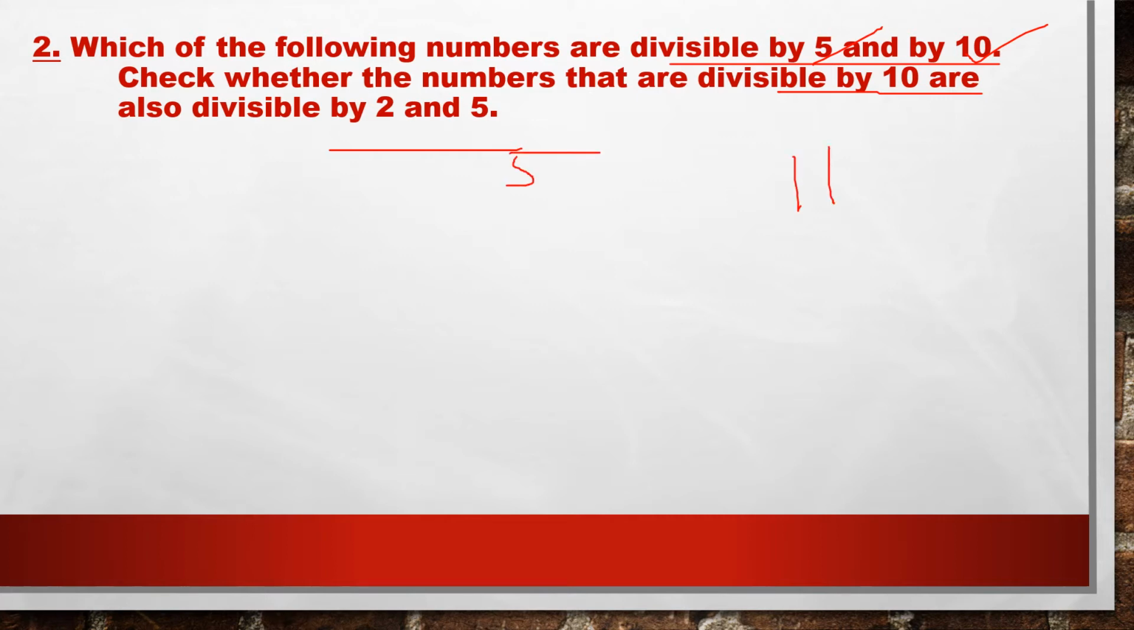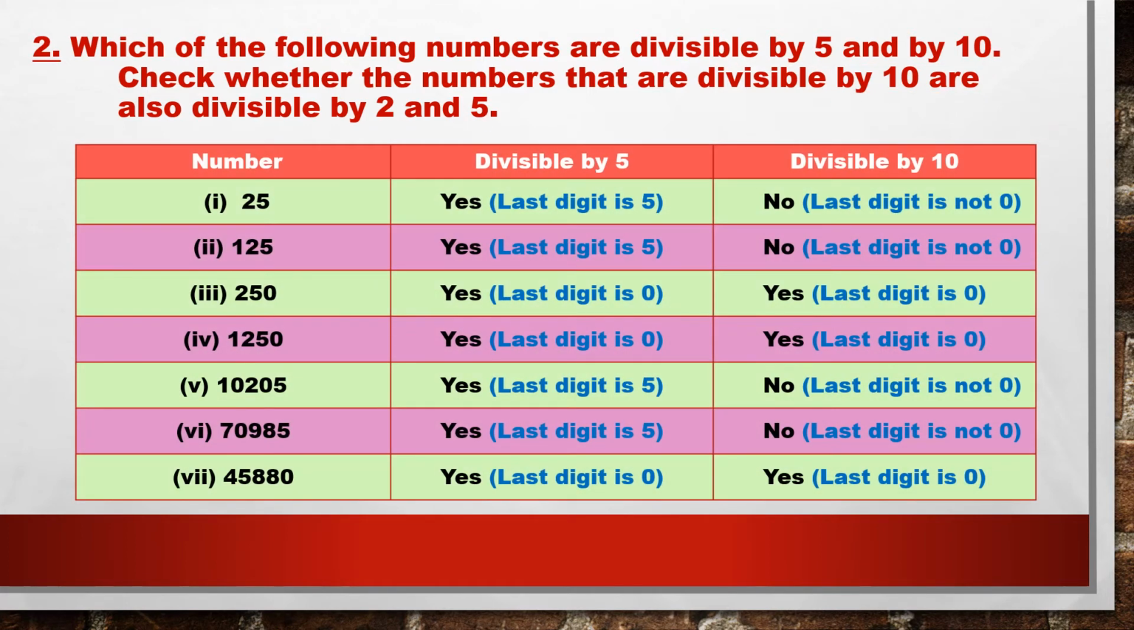Then after that, whatever numbers are divisible by 10, you take those numbers and check whether they are divisible by 2 and 5. Okay, so here is the first problem, 25. The divisibility rule of 5 is that the last digit should be 0 or 5. It is 5, so it is divisible by 5. But for 10, the last digit should be 0, so it is not divisible by 10.